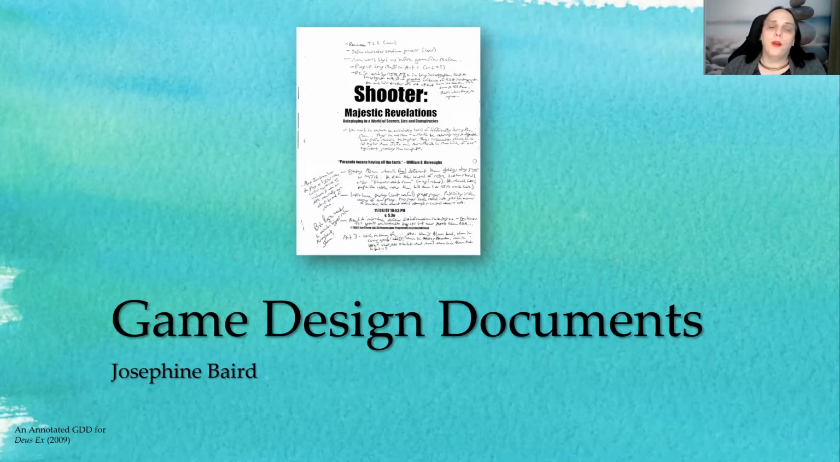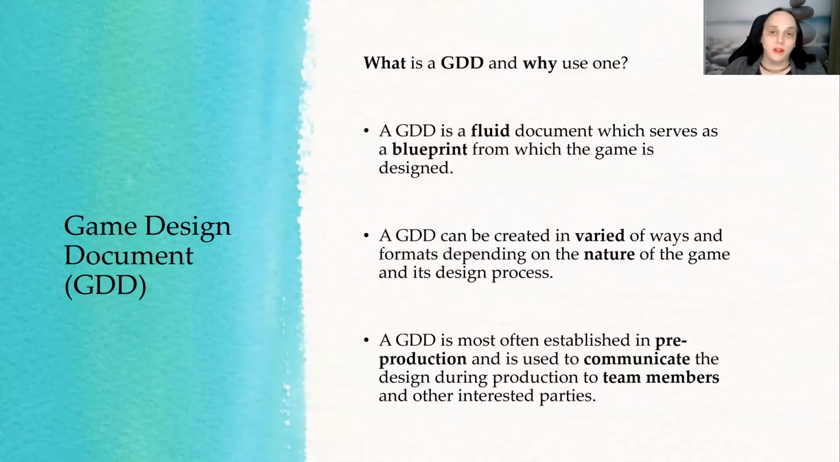So, what is a game design document, or GDD as it is often abbreviated, and why should you use it? Well, a game design document is a fluid document that goes along with your game design. I mean fluid as in the game design document will change and iterate. It will be amended, it'll be annotated as you go along with your game design decisions. It isn't set in stone. You don't write the document at the beginning of your process and never amend it as you go along.